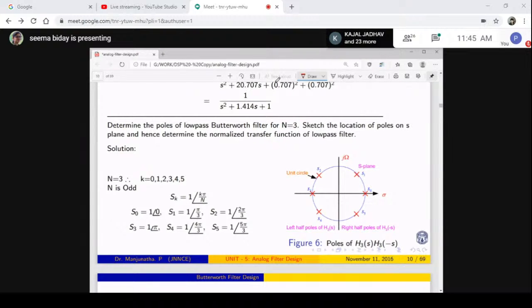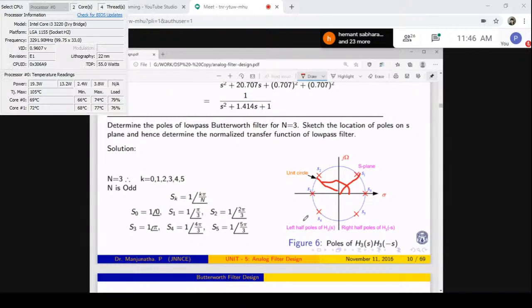For n odd, how to use that? One generalized equation you can write and put k equal to 0, 1, 2, 3, 4, 5, like that. Actually, we want this side only. S0 is at an angle 0. S1 is at an angle pi by 3. Then S2 at 2 pi by 3, like this. This angle is 2 pi by 3. It is like this. Shall I go ahead?